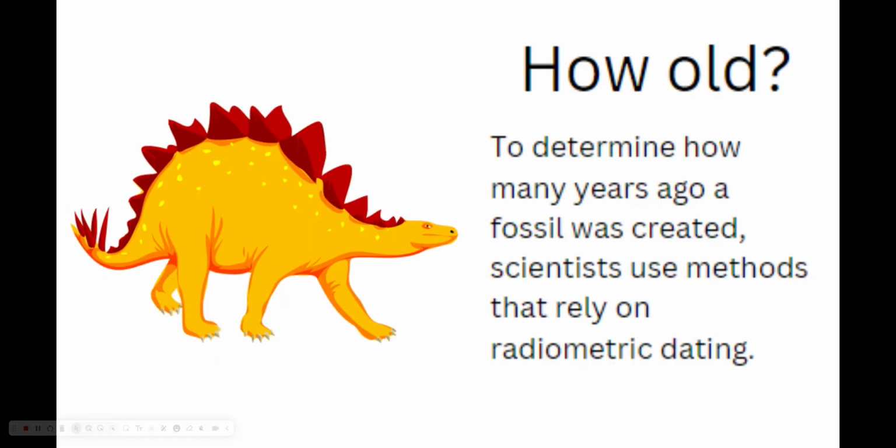How old? So how do we know how old these fossils are? How do we know the difference between them being thousands and millions of years old? Well, we know that fossils were created a long time ago because it takes a while for them to become fossils. Scientists use a method called radiometric dating and also something called relative dating. We're going to go into a little bit more detail in the future about that. But radiometric dating is a way that scientists can figure out how old a fossil is.